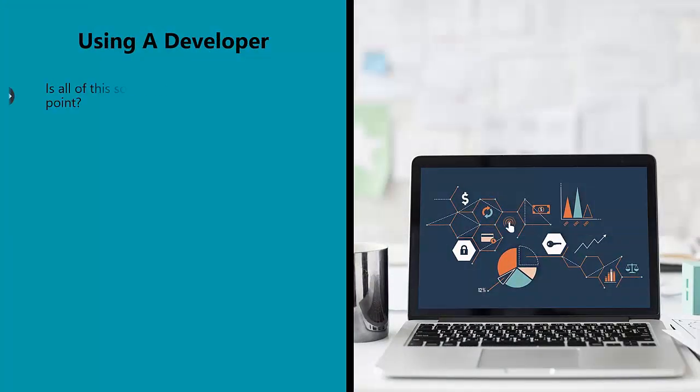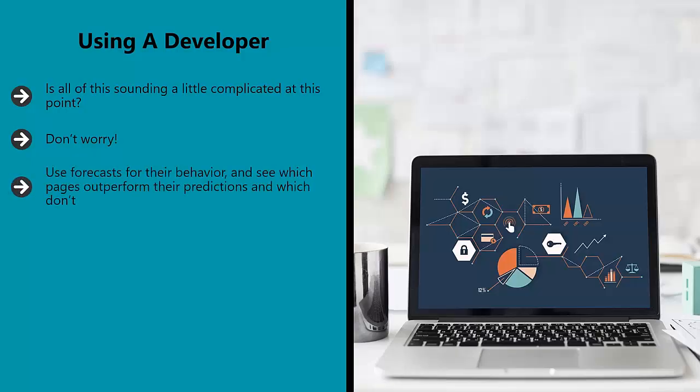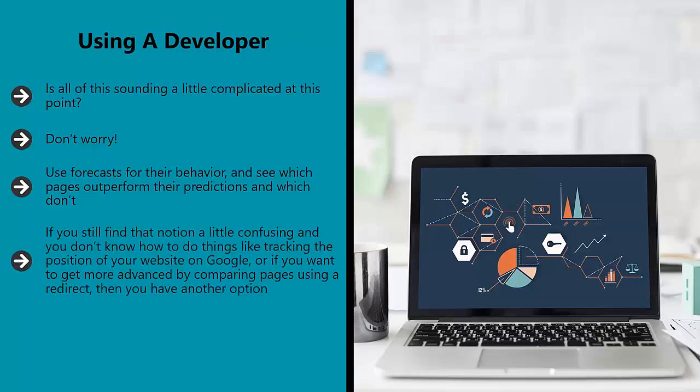Using a developer. Is all of this sounding a little complicated at this point? Don't worry. For the vast majority of business owners, the best option will be simply to use the matched pages test. Take two groups of pages, make a few changes to one, and then monitor their performance over time. Use forecasts for their behavior, and see which pages outperform their predictions and which don't. If you want to check for significance, then you can run a chi test. If you still find that notion a little confusing and you don't know how to do things like tracking the position of your website on Google, or if you want to get more advanced by comparing pages using a redirect, then you have another option: hire a developer or a marketer to handle the process for you.